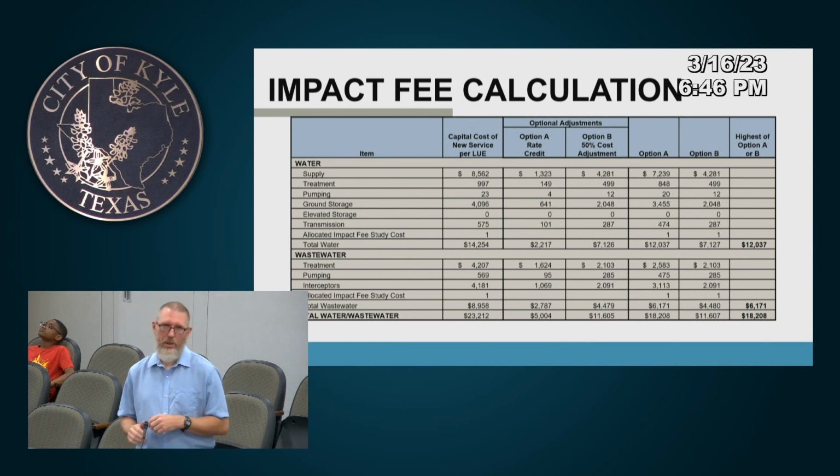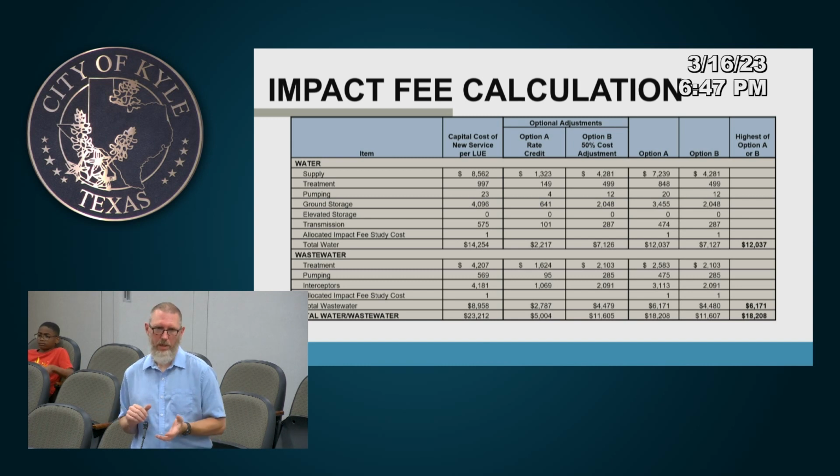So once we get there and we've gone through that, the first column of this table is those cost per LUE factors that we saw on those previous two slides and those tables. Once we get to this point, Chapter 395 says that we have one of two options. We can either take those numbers and we can just cut them in half, and that becomes our new maximum allowable impact fee. Or we can take those numbers and we can go through what's called a rate credit calculation, subtract that rate credit, and then that number would become our new maximum allowable impact fee.